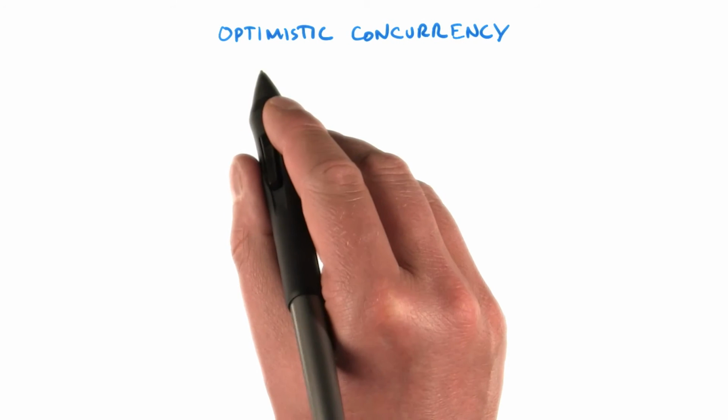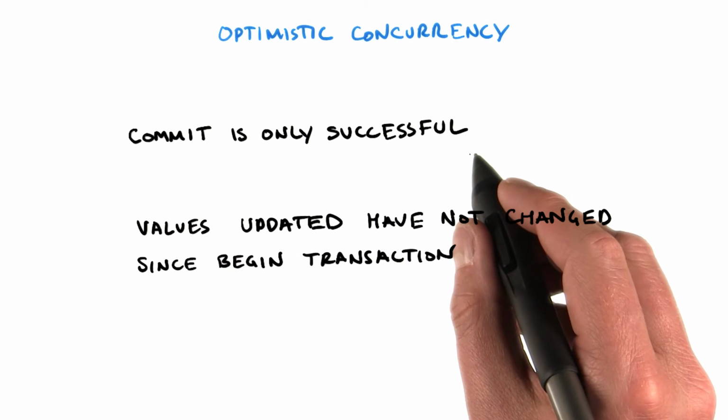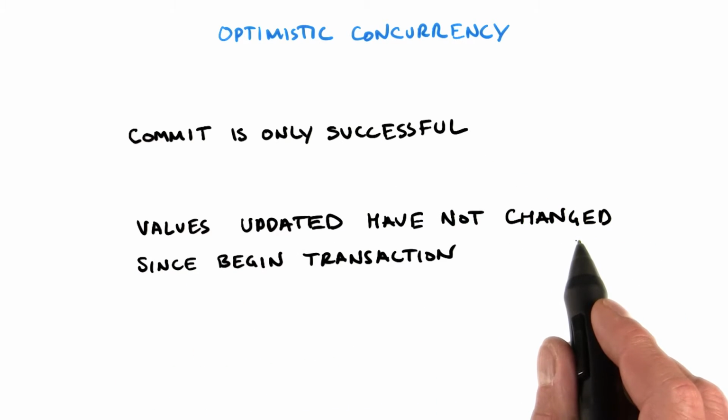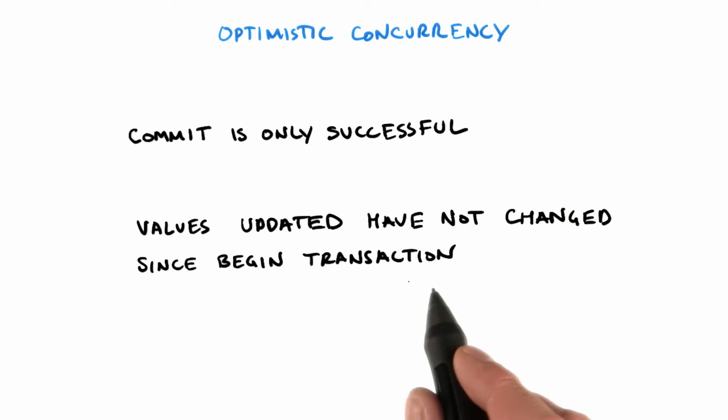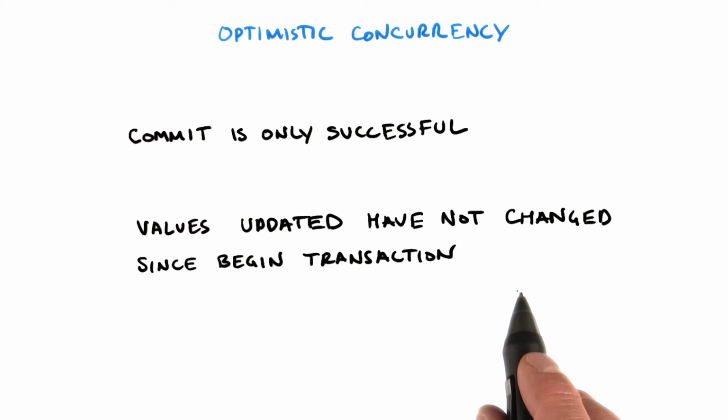So let's turn to optimistic concurrency. This rule is that a commit transaction will only be successful if the values updated by this transaction have not changed since the begin transaction. If the values that you are trying to update have changed since begin, the transaction will fail.